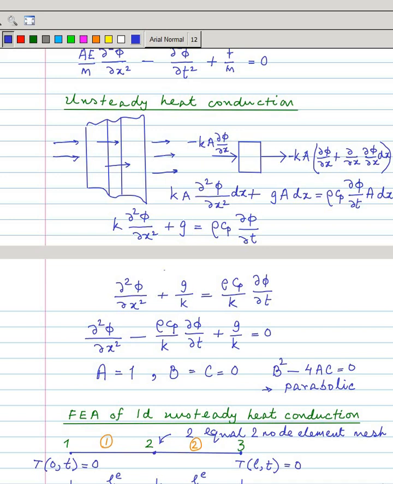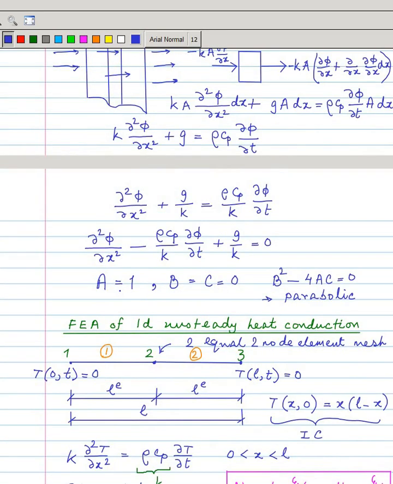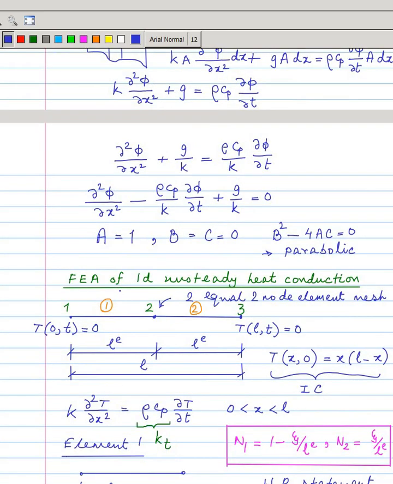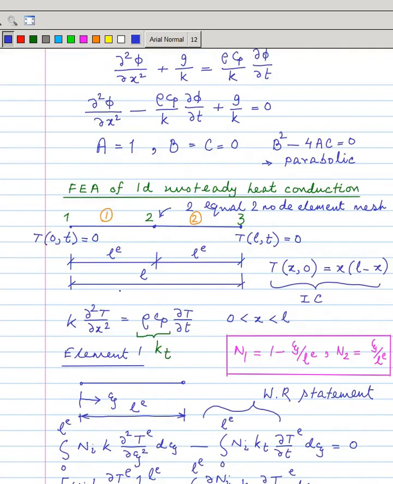So the heat conduction problem, the unsteady heat conduction problem, we have seen is parabolic in nature. Here we'll be going through an example of an unsteady heat conduction problem. We have taken a two linear element mesh. So N1 is this and N2 is this.